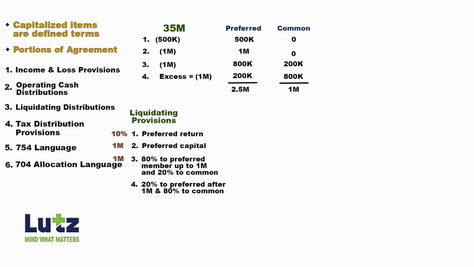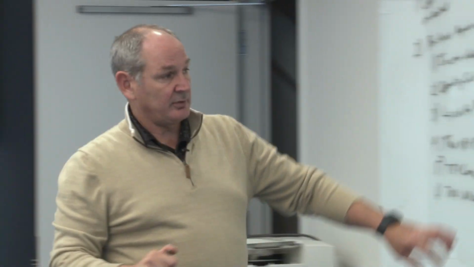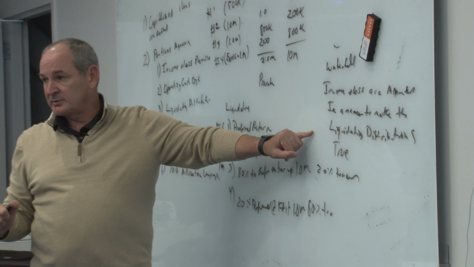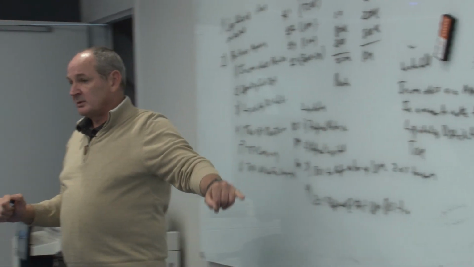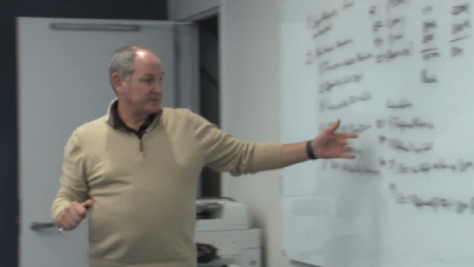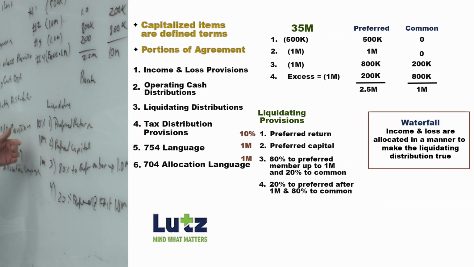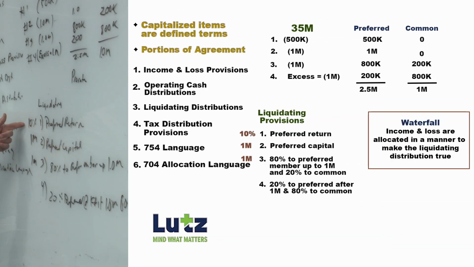Okay, so when you read these agreements, it wasn't 100% clear, and I was hoping to see that hook come in there, and it wasn't 100% clear how that hook told you that the starting point for the waterfall is income and loss is going to be allocated in a manner that makes the liquidating provision come true. Then you have to develop an understanding of what this liquidating provision says. So the liquidating provision says 10% non-compounding cumulative amount.